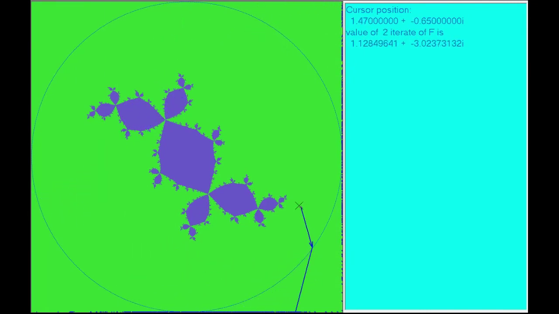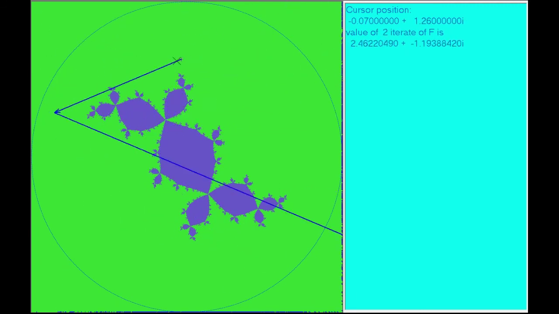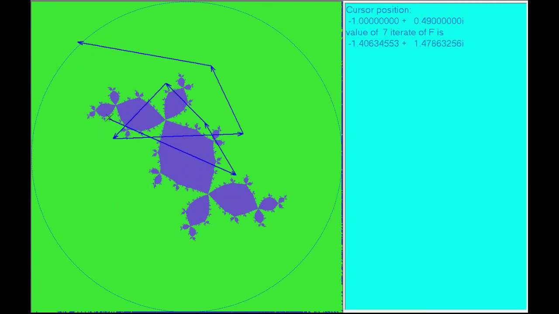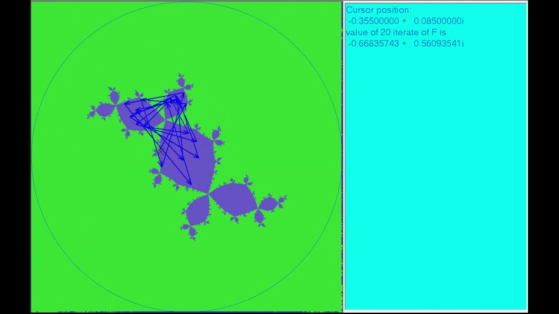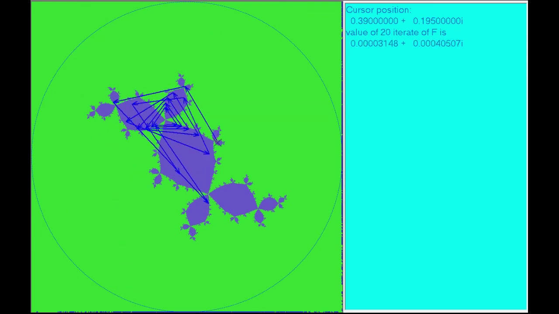Sure enough, as long as we stay in this green area, the orbit of the point goes off to infinity, escapes to infinity. Even when we come down here where it's getting kind of tight between the green and the blue area. But nonetheless, no matter where we pick a point, if it's in the green region, its orbit seems to escape to infinity. Now let's go inside the blue area, where sure enough the orbits are bounded for all the points that we're checking anyways. So this blue area must be the filled Julia set.